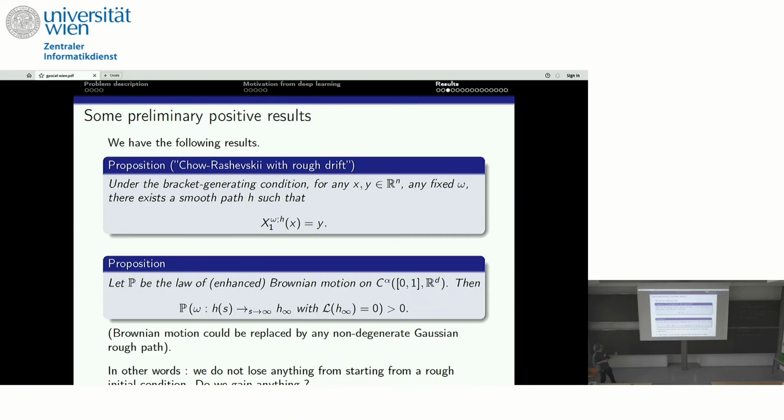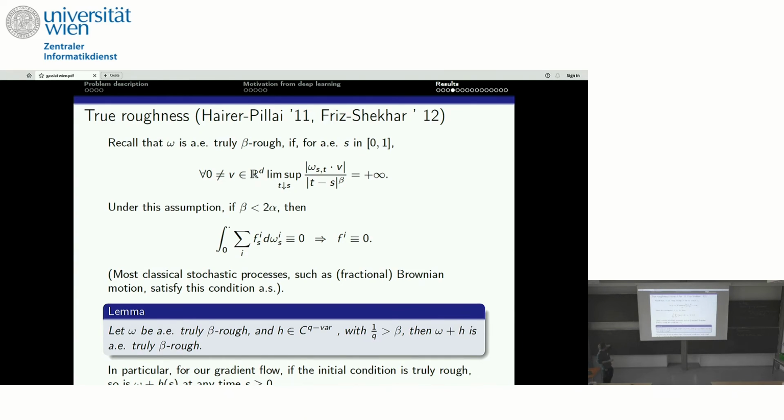So you don't lose anything by starting from a rough path. Which is, I guess, the first thing you would like to know. But of course, what you would like to know is do you actually gain anything? And here there is an observation that you can use, this notion of true roughness.